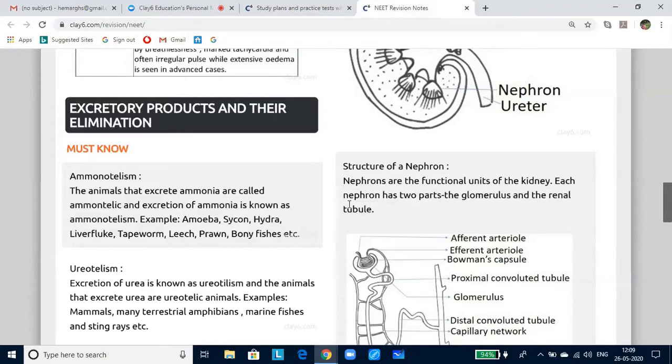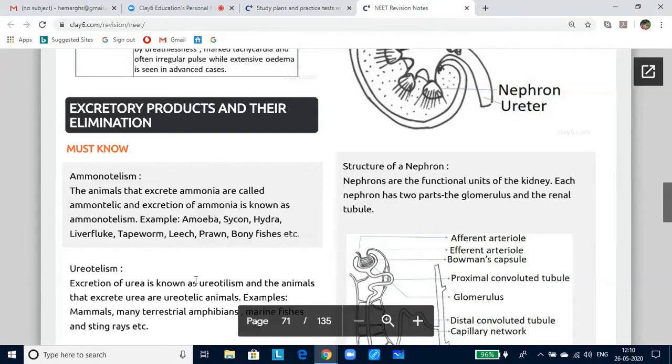First is ammonotelism. The main nitrogenous end product is ammonia. Ammonotelic excretion is found in aquatic animals like protozoans, sponges, coelenterates, aquatic arthropods, mostly aquatic mollusks, bony fishes, and frog tadpoles. Ammonia is highly toxic because of its high pH. Ammonia is highly soluble in water, so a large amount of water is required for its excretion. It is lost through the general body surface into the surrounding water. That is why it is most commonly found in aquatic animals.